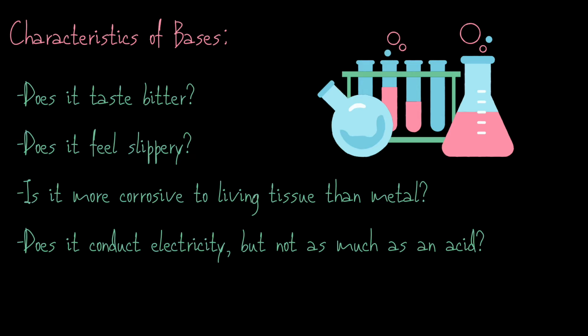Some examples of everyday acids that you might be able to find in your house are citrus fruits, vinegar, pickles, and even yogurt. Just like acids, bases also have a specific set of characteristics you can use to identify them. These are the characteristics. Does it taste bitter? Does it feel slippery? Is it more corrosive to living tissue than metal? And does it conduct electricity, but not quite as much as an acid? Some examples of everyday bases include eggplant, hand soap, and dark chocolate.